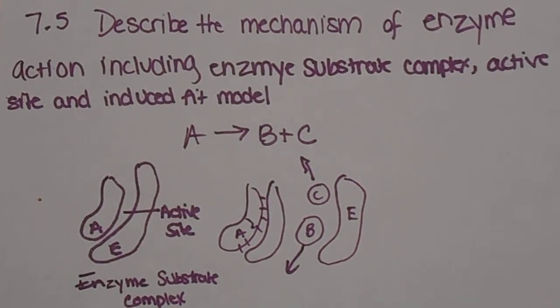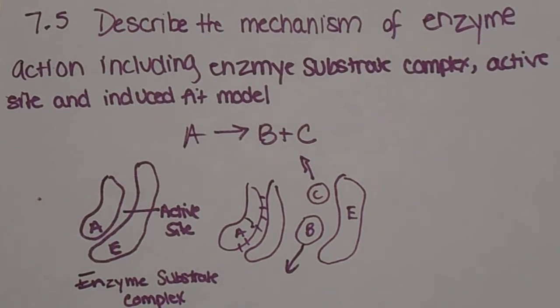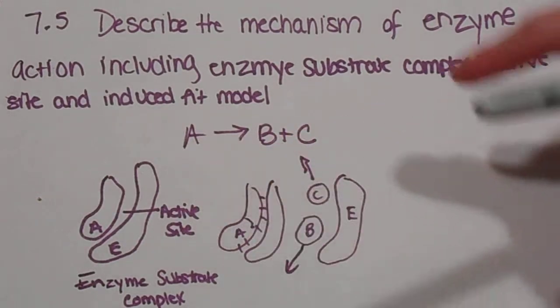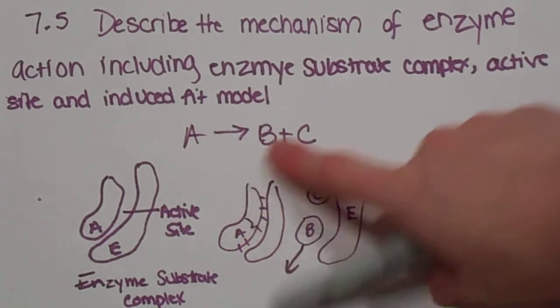So to begin this objective, I'm going to go over first the meanings of enzyme and substrate, just as a little review. So an enzyme is a catalyst or protein that helps lower the activation energy of a reaction to make it go quicker, and the substrate would be the reactant that the enzyme is acting upon to help that reaction occur. So in this equation, the substrate would be A, and the enzyme would be acting upon A to produce B and C.